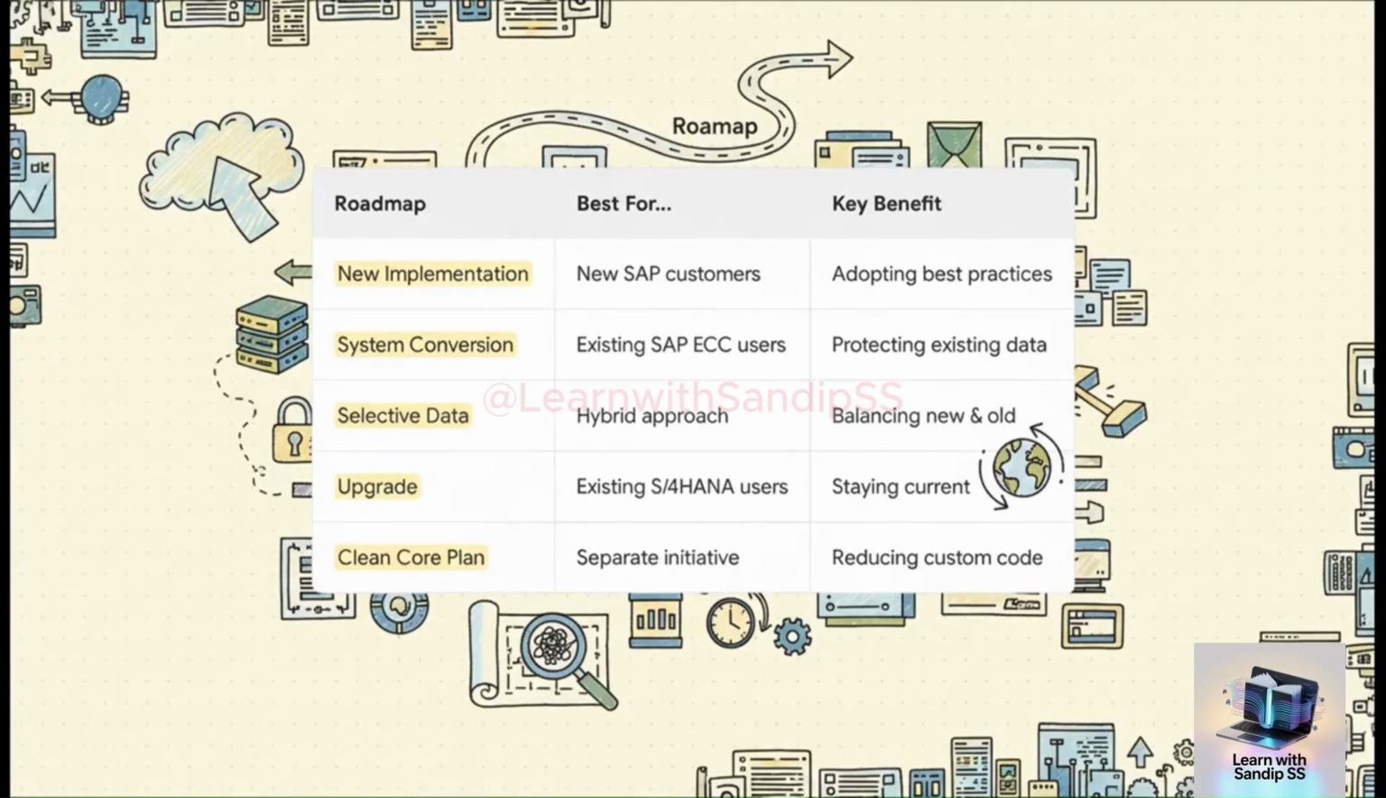Okay, so let's look at this table. Think of it as your decision tree. It's pretty straightforward. Are you brand new to SAP or coming from a non-SAP system? Then you're going to pick New Implementation. Simple. Are you an existing SAP ECC customer? Then system conversion is for you. That's how you protect all your existing data. Selective data transition is kind of that middle ground, hybrid option. And if you're already on S/4HANA, you're just doing an upgrade. Oh, and that last one, the Clean Core Success Plan, that's a special case, really only for when you want to tackle custom code reduction as its own separate project.